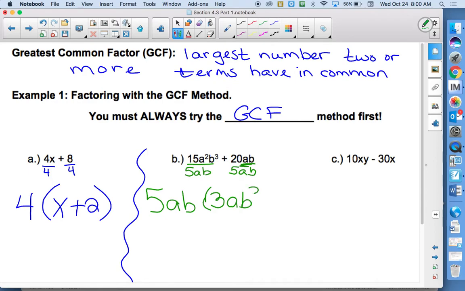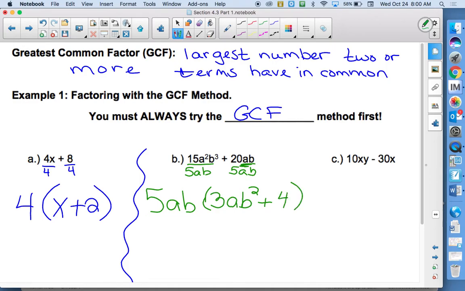3AB squared. So 15 divided by 5 is 3. There are 2 A's, we're taking 1 out, so you have 1 left. There are 3 B's, you're taking 1 out, so you have 2 left. So you're taking them out, you're placing them in the front, whatever remains goes in parentheses. And then Gavin, the second one would be plus 4.